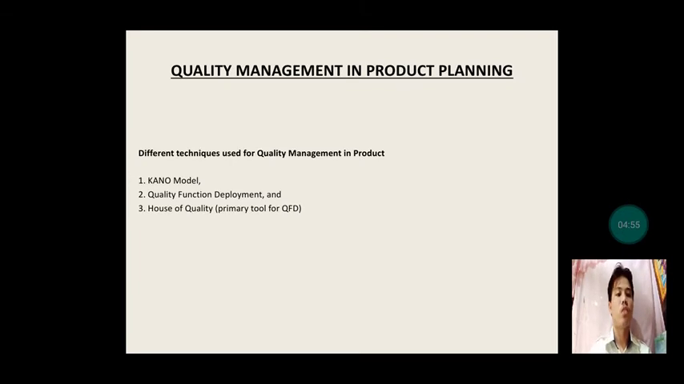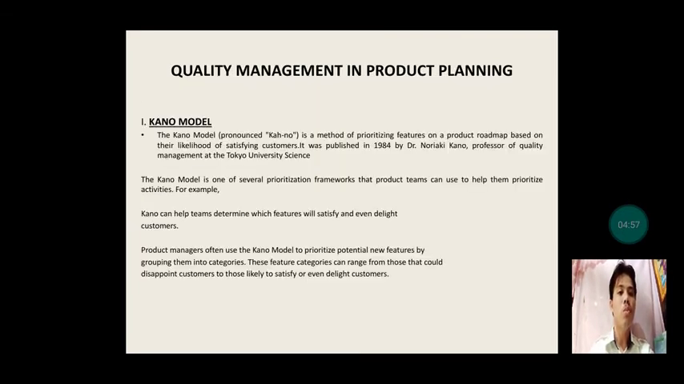So for the Kano model, I will give you a brief history about it. The Kano model, pronounced as Kano, is a method of prioritizing features on a product and roadmap based on their likelihood of satisfying customers. It was published in 1984 by Dr. Noriaki Kano, a professor of management at Tokyo University of Science.